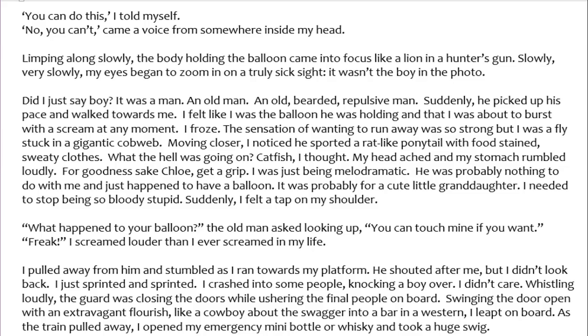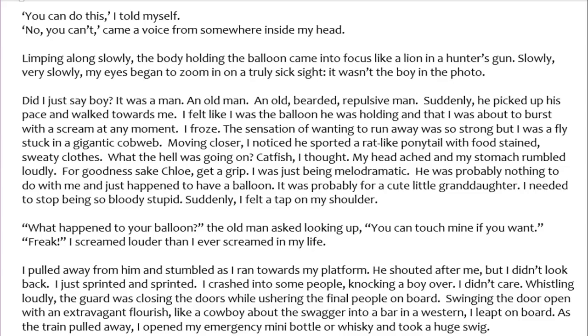For goodness sake, Chloe, get a grip. I was just being melodramatic. He was probably nothing to do with me and just happened to have a balloon. It was probably for a cute little granddaughter. I needed to stop being so bloody stupid. Suddenly, I felt a tap on my shoulder. "What happened to your balloon?" the old man asked, looking up. "You can touch mine if you want."